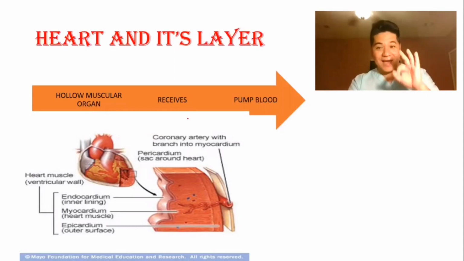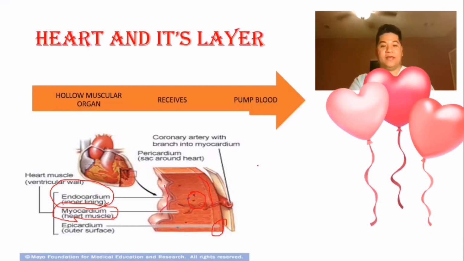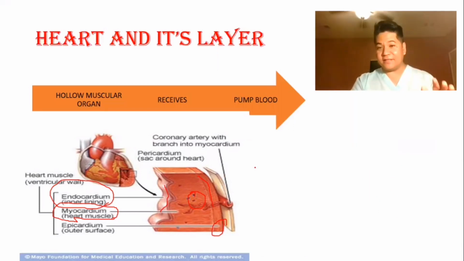It has three layers, which include the inner lining, which is your endocardium, then your muscular part, which is your myocardium, and then your outside layer, which is your epicardium. This portion is your myocardium, and this is your endocardium. So those are the three layers. They might be affected by inflammatory disorders like endocarditis and myocarditis.